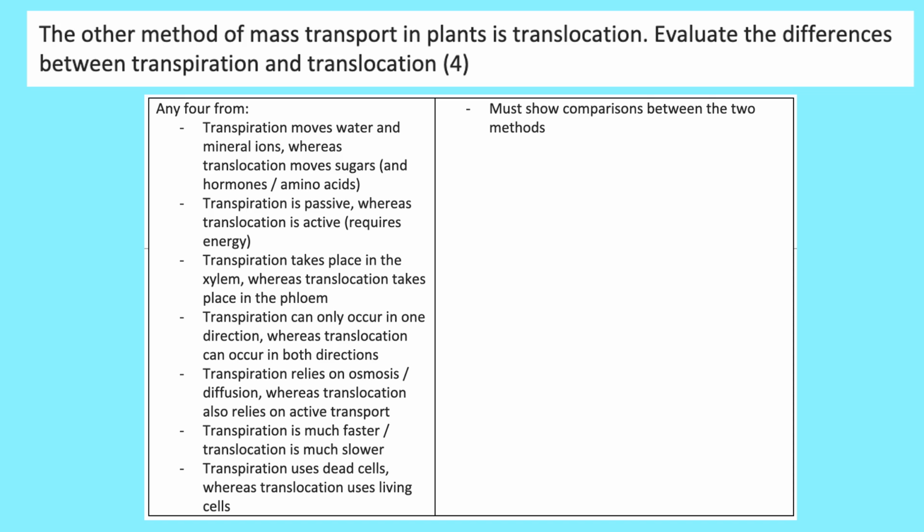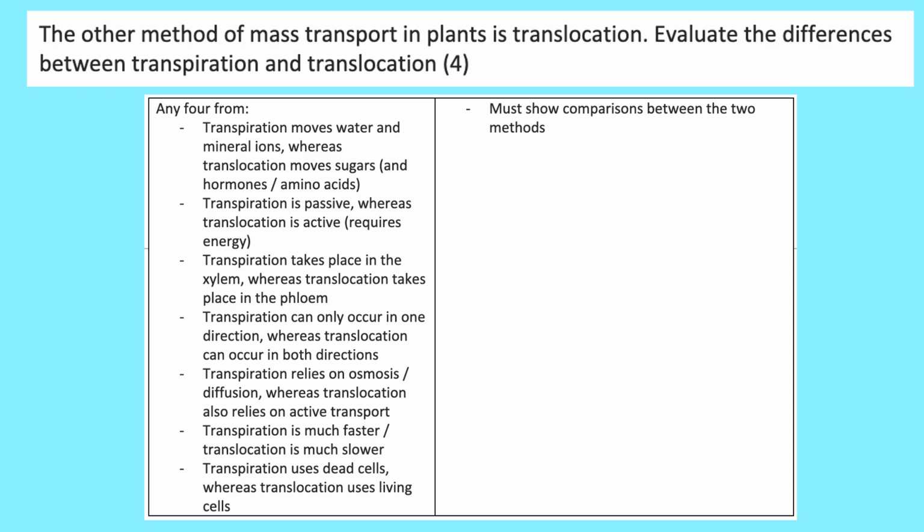So you can say that transpiration moves water and mineral ions, whereas translocation moves sugars. This can also include hormones and amino acids. So they're transporting different things. Transpiration is also a passive process. It happens using no energy because it relies on diffusion, whereas translocation is active. It requires energy because things are being moved against a concentration gradient.